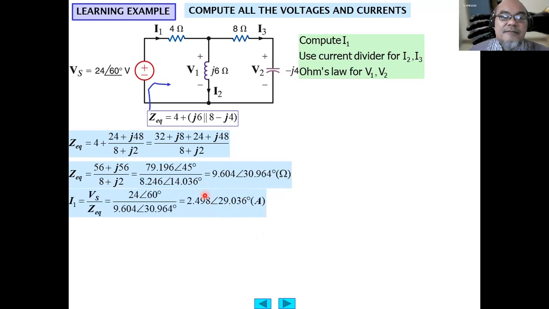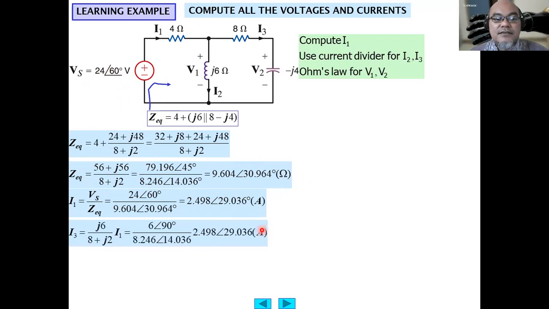Okay, then the current I1 will equal the voltage source divided by this equivalent impedance. The 24 with phase angle 60 divided by this value, and we will obtain I1 equal to 2.498 with phase angle 29.036.